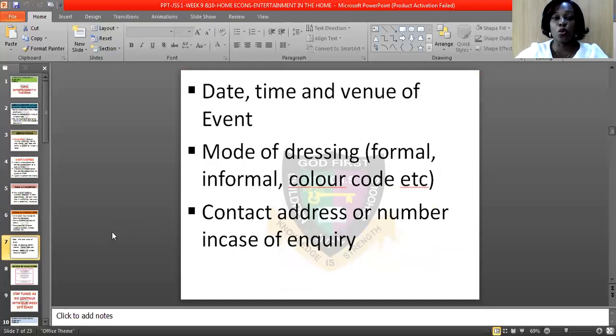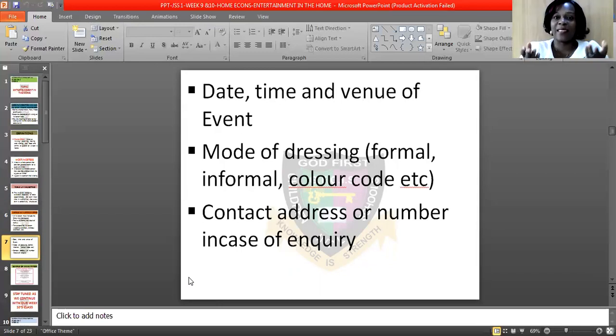You need to also mention the dates and time, even the venue of the event. Is that taken? The date, time, and venue of the event need to be mentioned there, because you cannot give me an invitation letter and I won't know when and where the event is taking place. I have to know the date and the venue where the event is taking place. Is that taken?